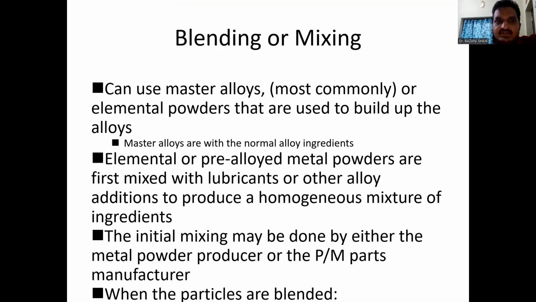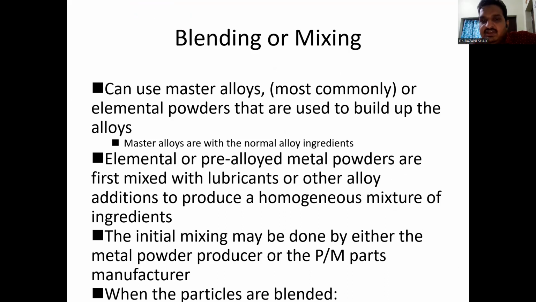And coming to blending or mixing, we can use master alloys, or most commonly elemental powders, or we will build up the alloys. This is also called master alloys, or with the normal alloy ingredients. These elemental or pre-alloyed metal powders are first mixed with lubricants or other alloys also. These are all additions to produce a homogeneous mixture of ingredients. These are the concepts involved in blending or mixing.